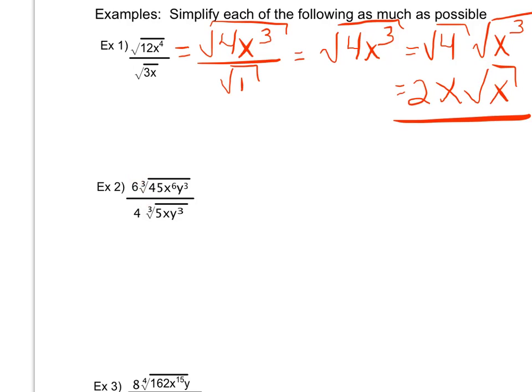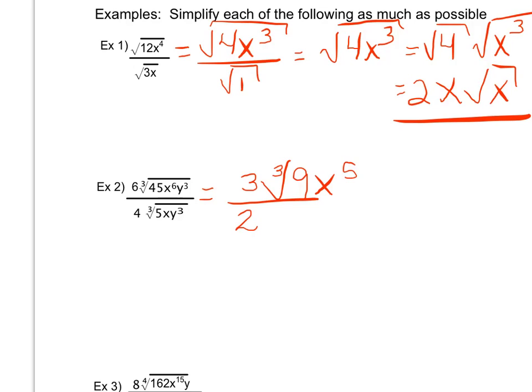So looking at the 6 and the 4, I see those can both be reduced by 2, giving me a 3 and a 2. I see that 45 and 5 can both be divided by 5, so I'll be left with a 9 on top and the bottom will be gone. I see that x to the 6th and x can both be reduced by 1x, so leaving me with x to the 5th on top, and that is gone on the bottom because, again, I subtract 6 minus 1.